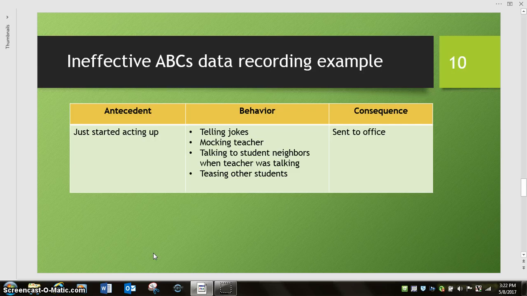So this is pretty superficial. It's hard to tell what the antecedents were, what the context was that really contributed to the behavior, and also hard to tell what was happening after the behavior, and whether any changes to those consequence outcomes could be implemented based on this information that we have.